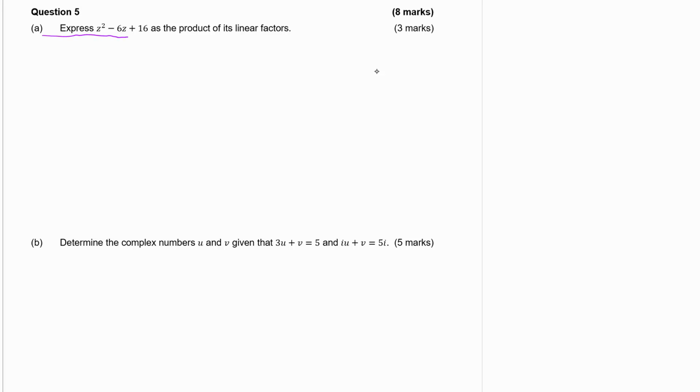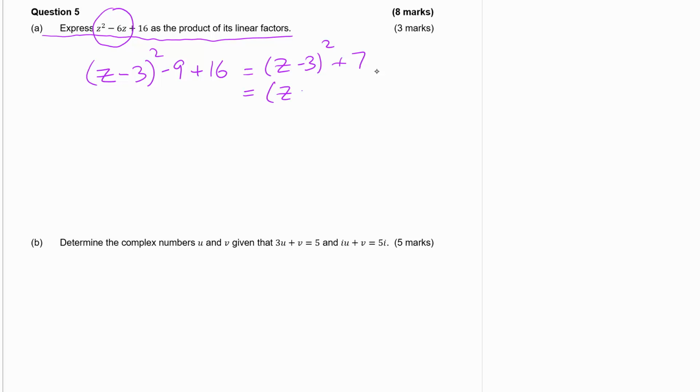We want to express z squared minus 6z plus 16 as the product of its linear factors. There's a couple of ways of doing this. I'm going to use completing the square. So if we look at the first two terms, we have z take away 3 all squared. But remember, that introduces an extra 9, which we don't want. And then we're adding 16. So that gives me z take away 3 all squared plus 7, which we can think of as being z minus 3 all squared plus root 7 squared.